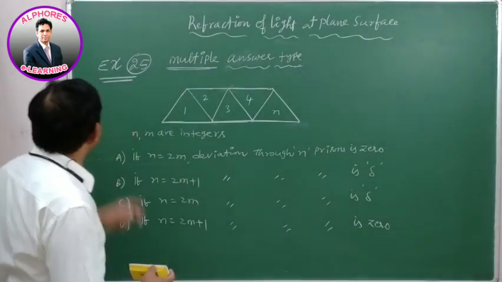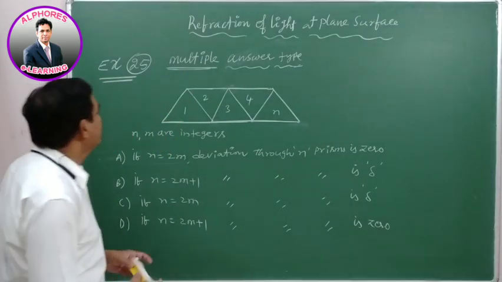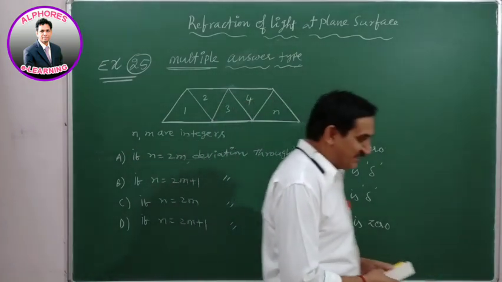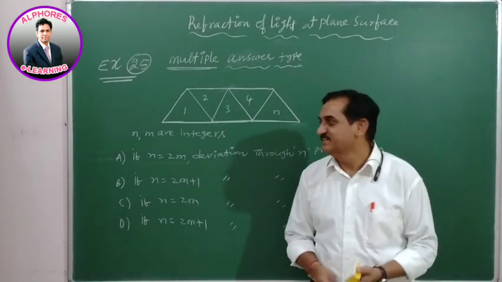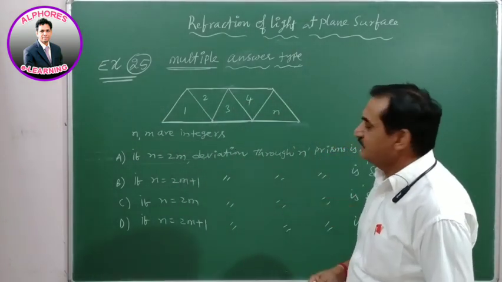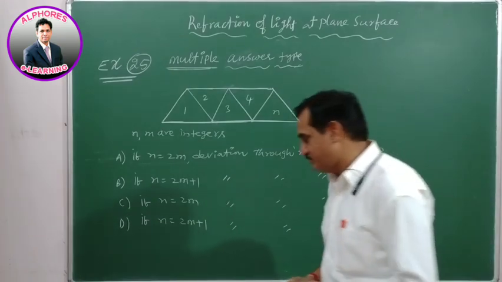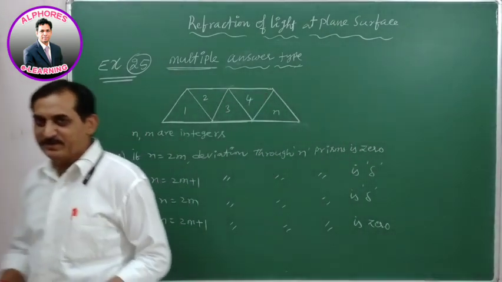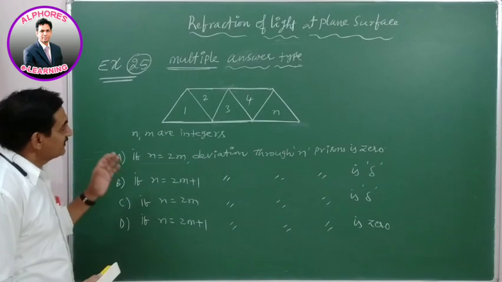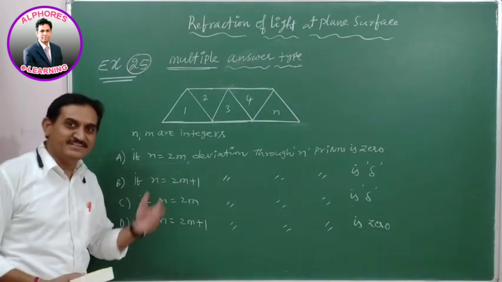Yeah, let us go for question number 25. So it is a multiple answer type question. Right. There are n identical prisms which are kept in contact as shown in the diagram.